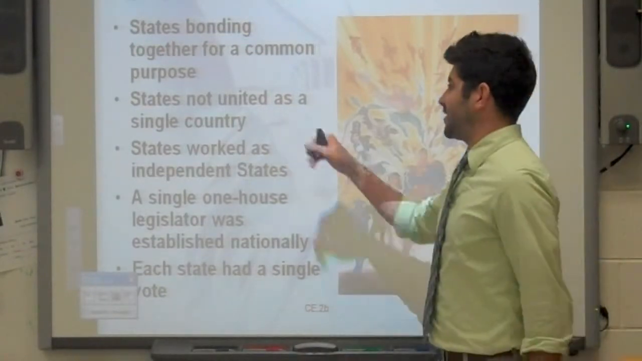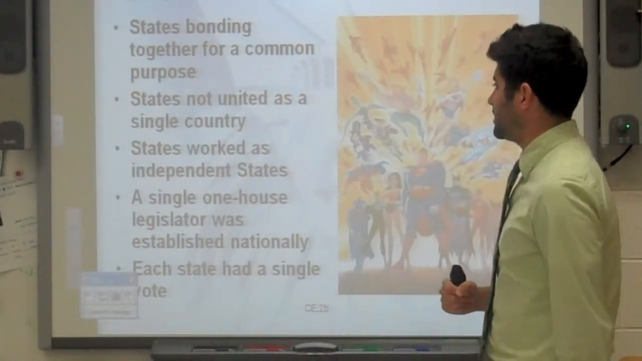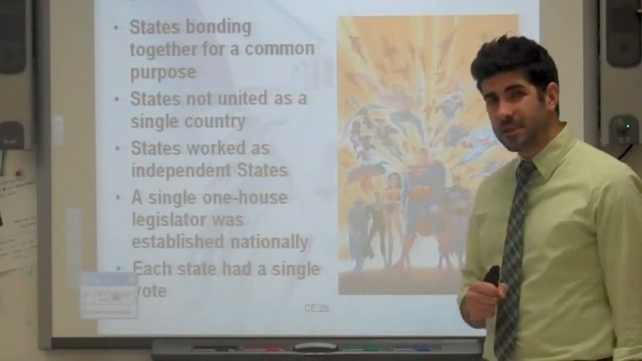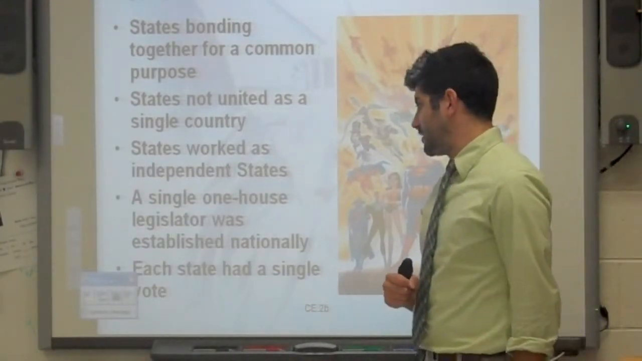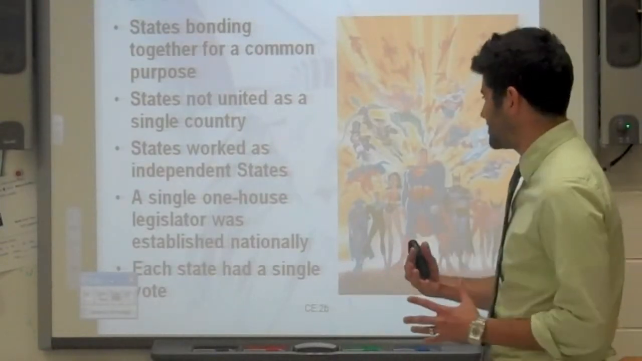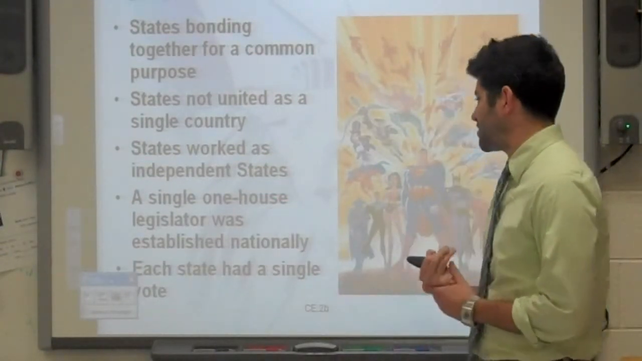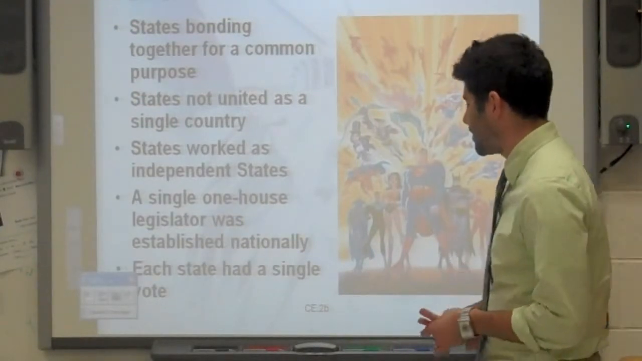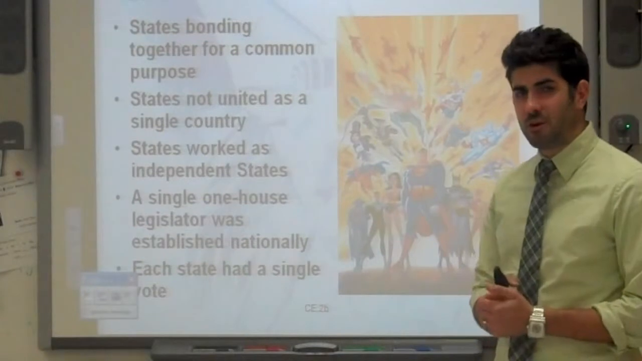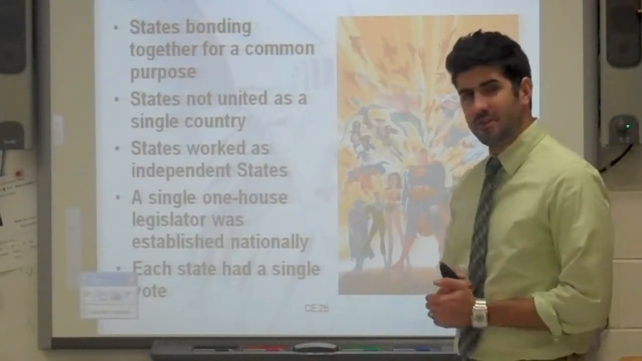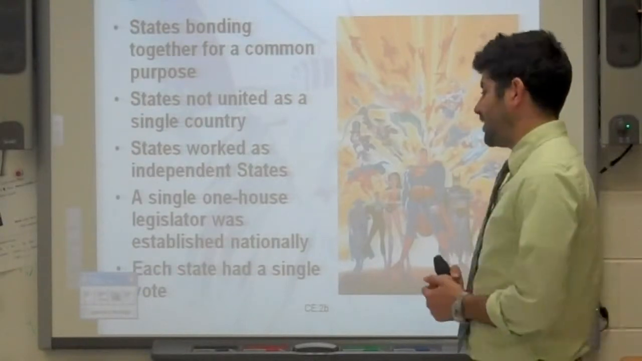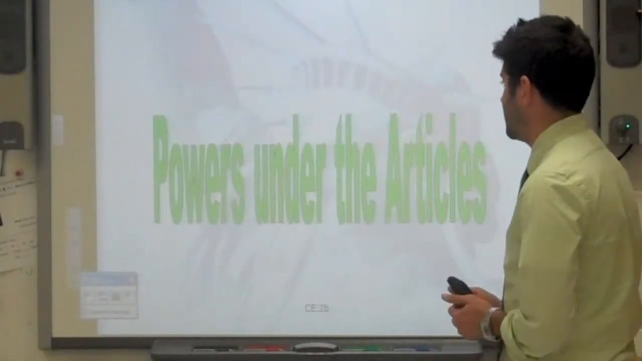Okay, states unfortunately did not unite under really a single country. Unfortunately, they worked independently, and so this body was kind of shaky. This whole articles, one house legislature that was established nationally, and each state, no matter what their population size was at the time, New York was a behemoth of a state with population. Virginia was as well. They also had a single vote.